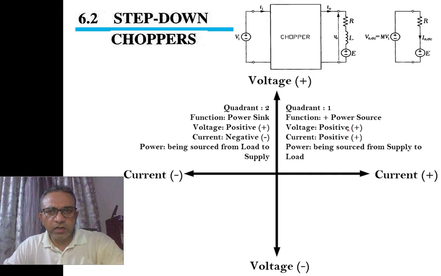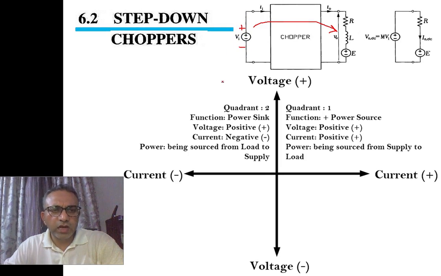In quadrant number 1, the voltage was positive. In quadrant number 2, voltage is positive. In quadrant number 1, the current was positive. That is, the direction of current was flowing from the power supply to the load. This is what is happening in the first quadrant. But in the second quadrant, the power source remains the same. However, in the second quadrant, the current changes its direction and flows from the load into the source. We will discuss this load after we finish the four quadrants.